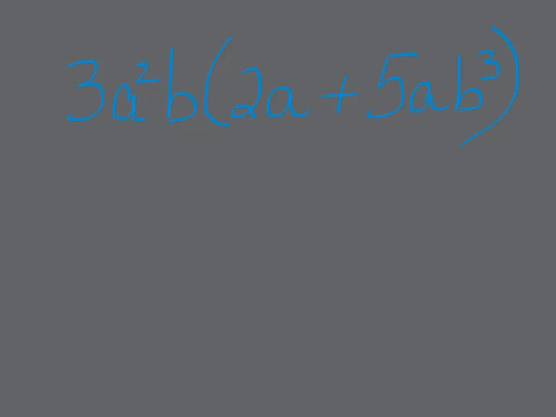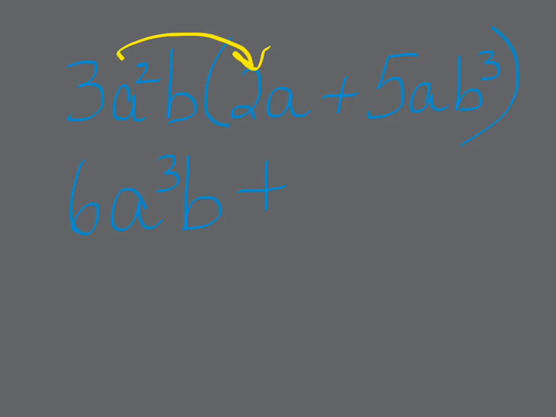Now we're going to look at multiplying or distributing one term into a binomial. This is similar to what we did earlier, but we're going to distribute. So we multiply the 3 times the 2 first, which gives us 6. Multiply a squared times a, which gives us a cubed. Remember, we're going to add the exponents. And then b times 1, because there is no b in the first term, is just b.